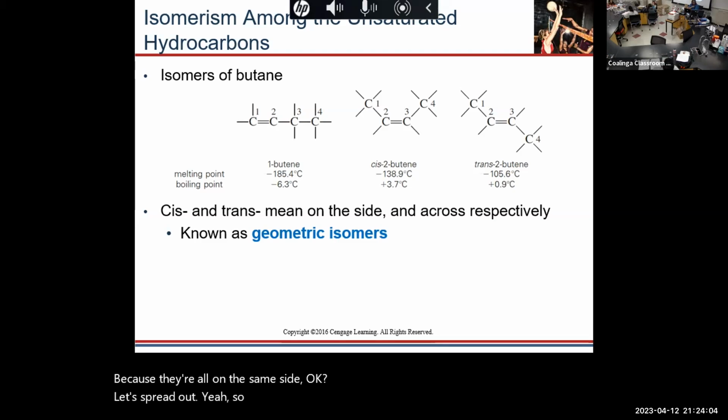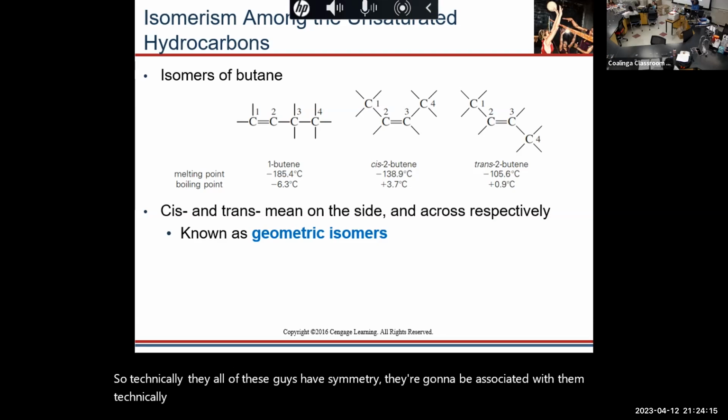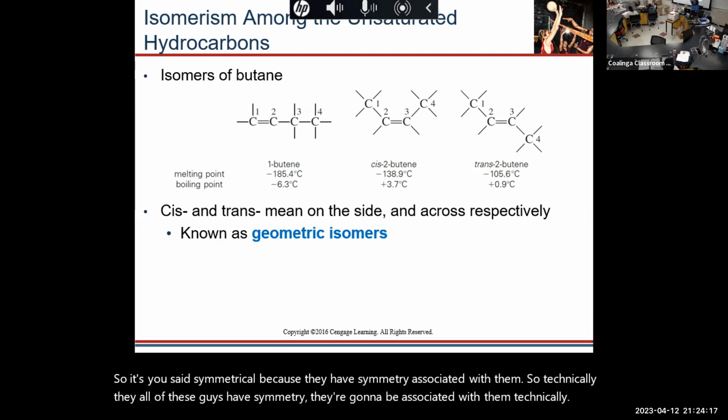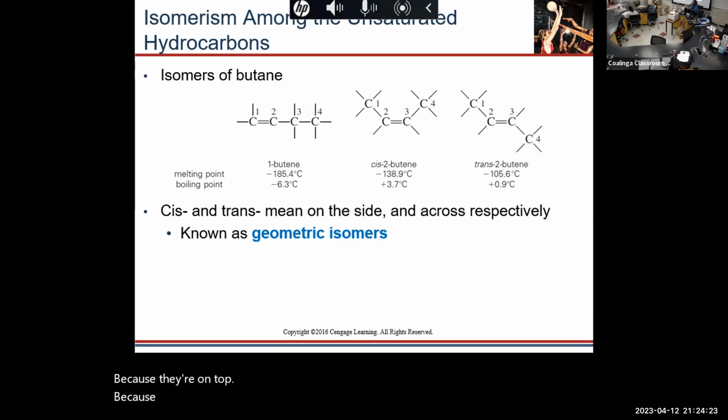You said symmetrical because they have symmetry associated. Technically, all of these have symmetry. Maybe the trans has a positive, and they're all symmetrical. So what's happening at the boiling point?